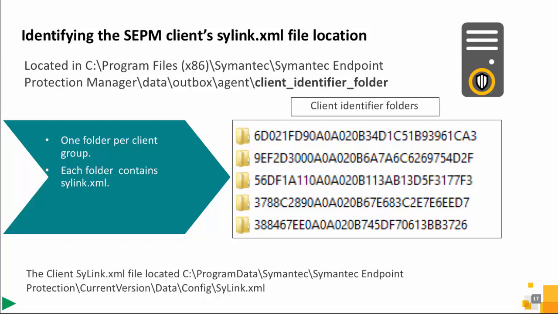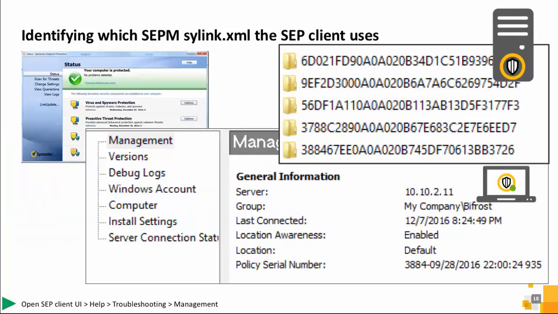This slide shows 5 folders, which means this company has multiple groups. Note the first 4 digits of the client identifier folder. This number is the first 4 digits of the client's policy serial number. The following slide shows you how to compare these numbers between the SEPM and SEP client. When you open the SEP client UI, select Help, Troubleshooting, and compare the first 4 digits of the client identifier to the client policy serial number.